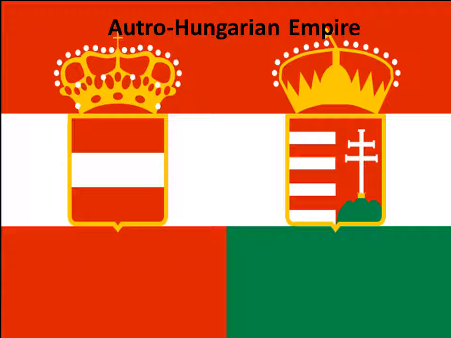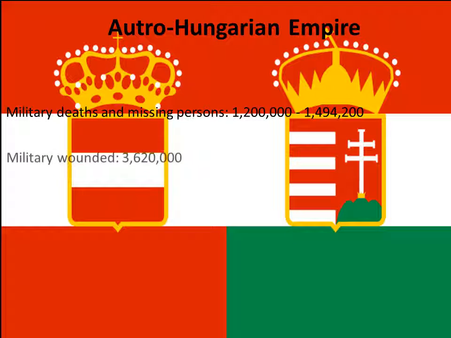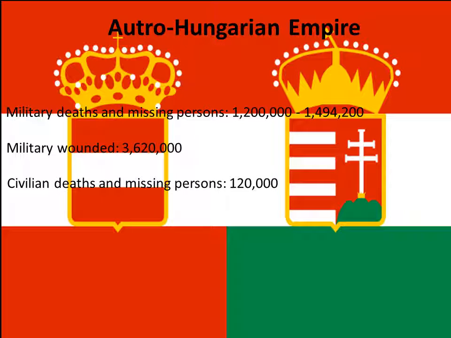The Austro-Hungarian Empire. Military deaths and missing persons is numbered at 1,200,000 to 1,494,200. Military wounded that managed to return home is numbered at 3,620,000. Civilian deaths and missing persons is numbered at 120,000. Please note that the Austro-Hungarian Empire no longer exists. It has split into two separate countries, which is Hungary and Austria.